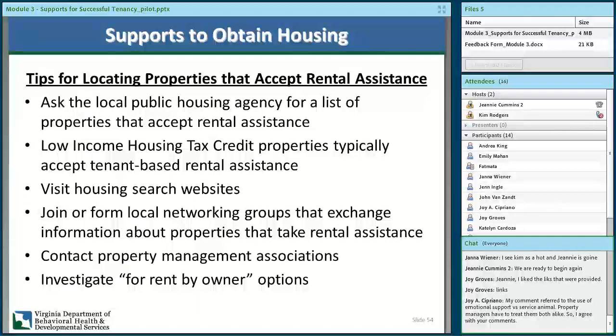Some communities have property management associations that you can contact to see what properties may accept rent assistance. And finally, if there's a limited number of rental properties in the area, investigate for rent-by-owner options. If educated about rent assistance, individual owners may consider participating. Some individual owners also have less restrictive tenant selection criteria.